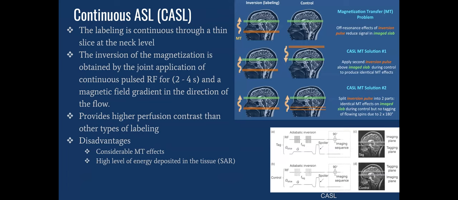The first, or earliest, technique is continuous ASL. The labeling is continuous through a thin slice at the neck level, and the inversion of the magnetization is obtained by the joint application of continuous pulsed RF for about 2 to 4 seconds and a magnetic field gradient in the direction of the flow. It provides higher perfusion contrast than other types of labeling. But the disadvantage of this technique is that it produces considerable magnetization transfer effects, and it also has a high level of energy deposition in the tissue.